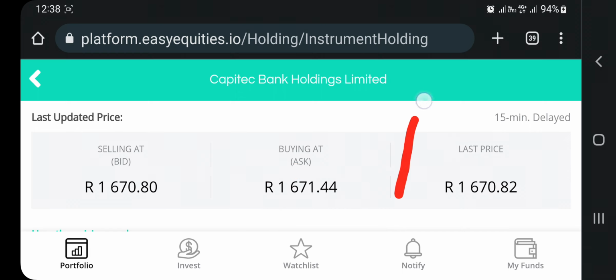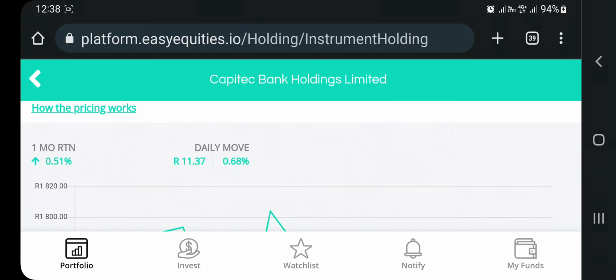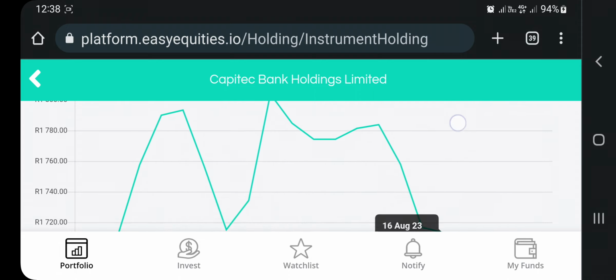Now I said I want us to analyze these, when to buy and when not to buy. Okay, this is a Capitec share.